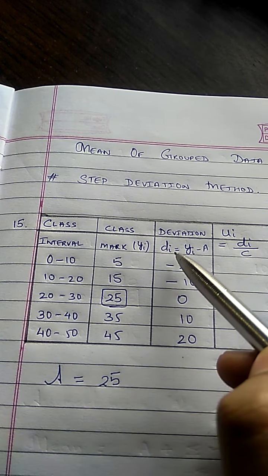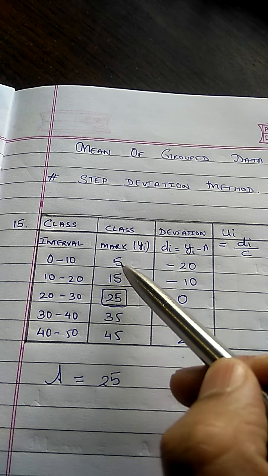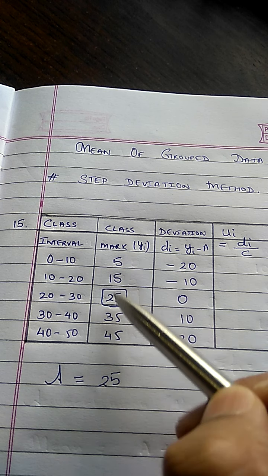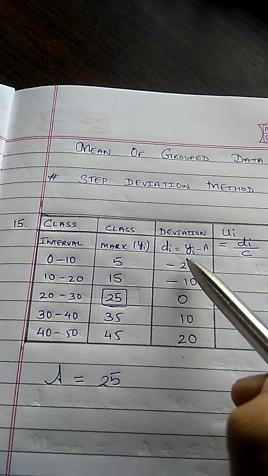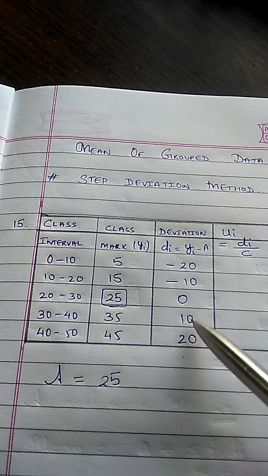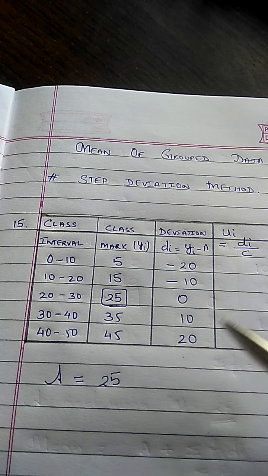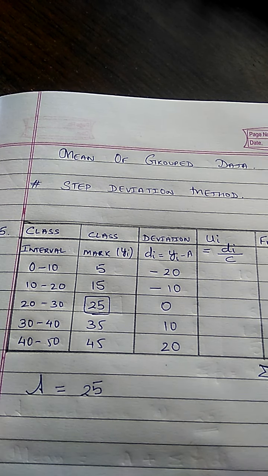Now we find the deviation. What is the deviation? Deviation is the class mark minus the assumed mean. I have already calculated this and I've got minus 20, minus 10, 0, 10 and 20. Now the extra step that we have to do in this particular method is to find the class size.